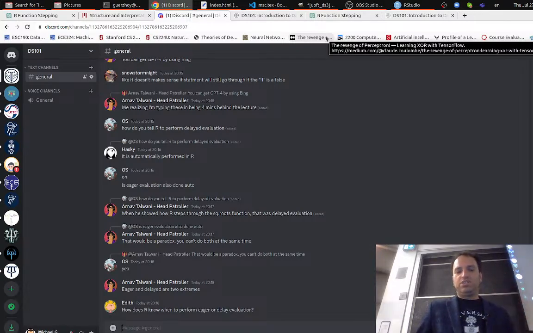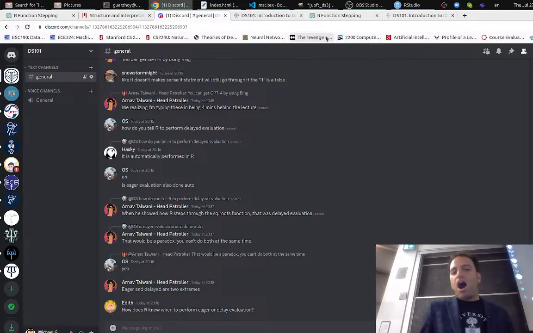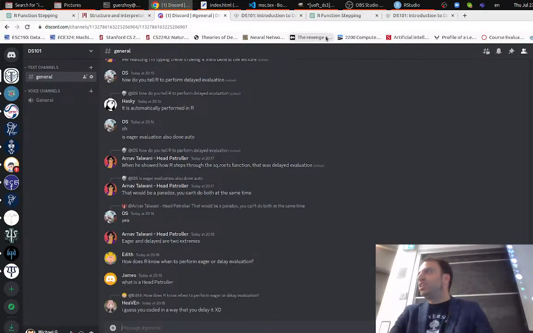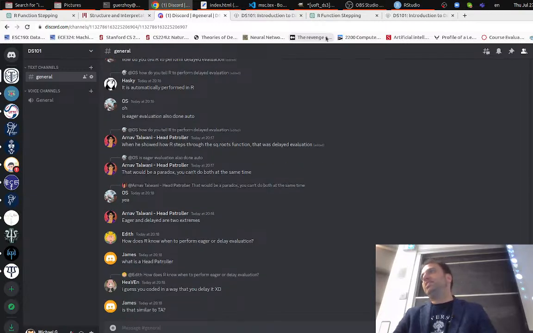Yeah. So how does R know? So R by default does eager. You can have fancy optimizations that somehow decide whether to delay or not. In general, it's eager. Depending on what you use to access databases, sometimes it's delayed by default.